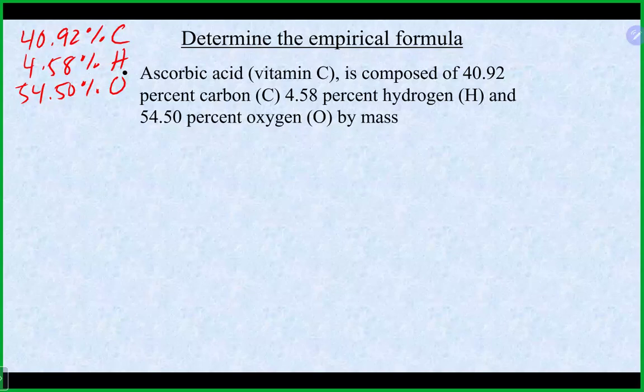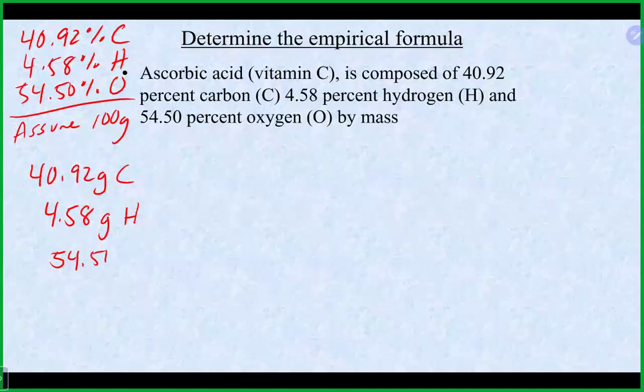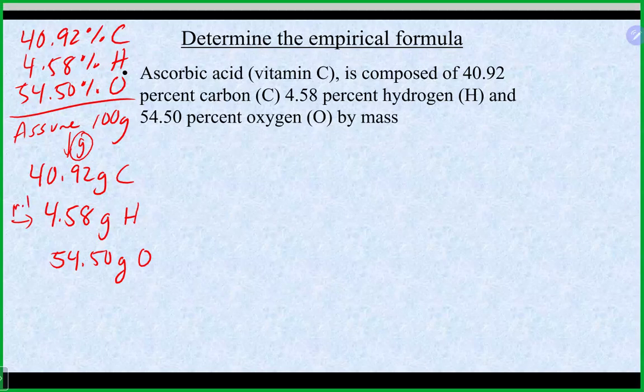Since we do have 100%, we could assume that we have 100 grams. And again, the purpose of this is just to keep the numbers the same. So that would turn my 40.92% into 40.92 grams of carbon. It would turn my 4.58% into 4.58 grams of hydrogen, and my 54.50% into grams of oxygen. Now that we have everybody converted into grams, we need to convert everybody into moles. And again, we're going to use the molar mass to do that.